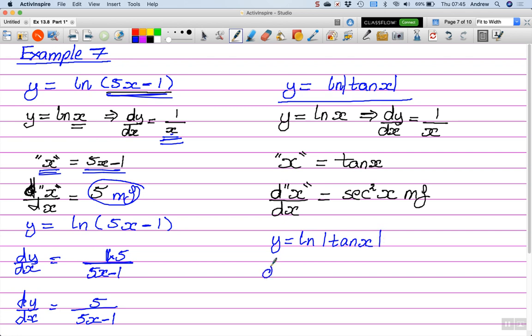And now we want to work out what dy dx is. And dy dx is, well, according to the formula, it's going to be 1 over, and the x value is tan x. And we're going to multiply that by sec squared x.